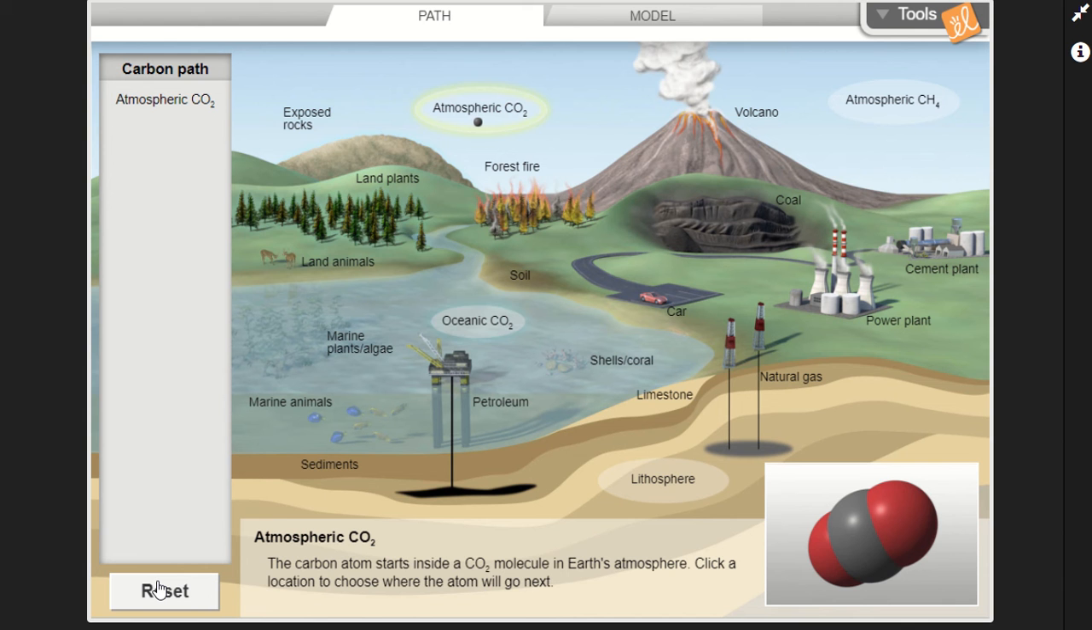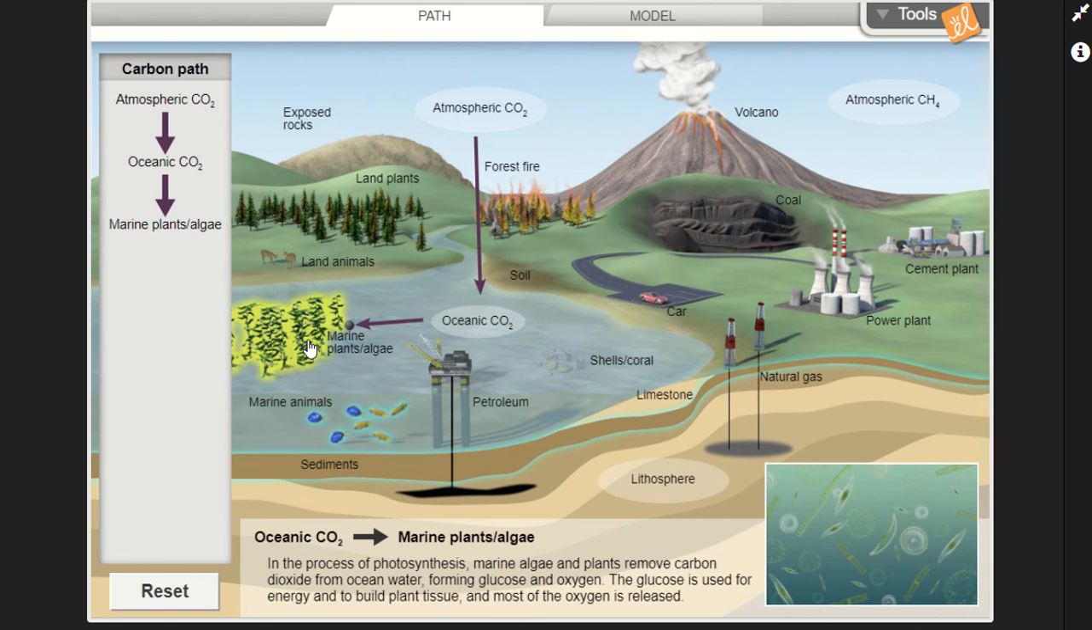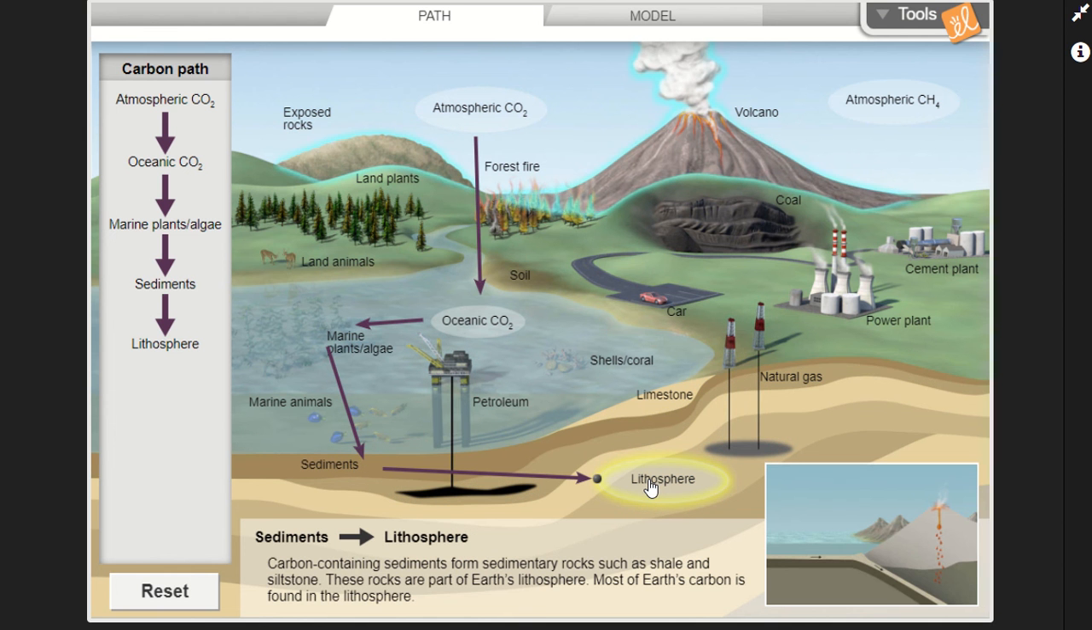So C says find 2 ways you can get from the ocean to the lithosphere. So from here to here. So we're going to click on it, and it gives us 2 options. So I'm going to click there, and I'm going to click sediment and see what that does. So from sediment to lithosphere. So that's one way. So I put that in there for one of my answers.